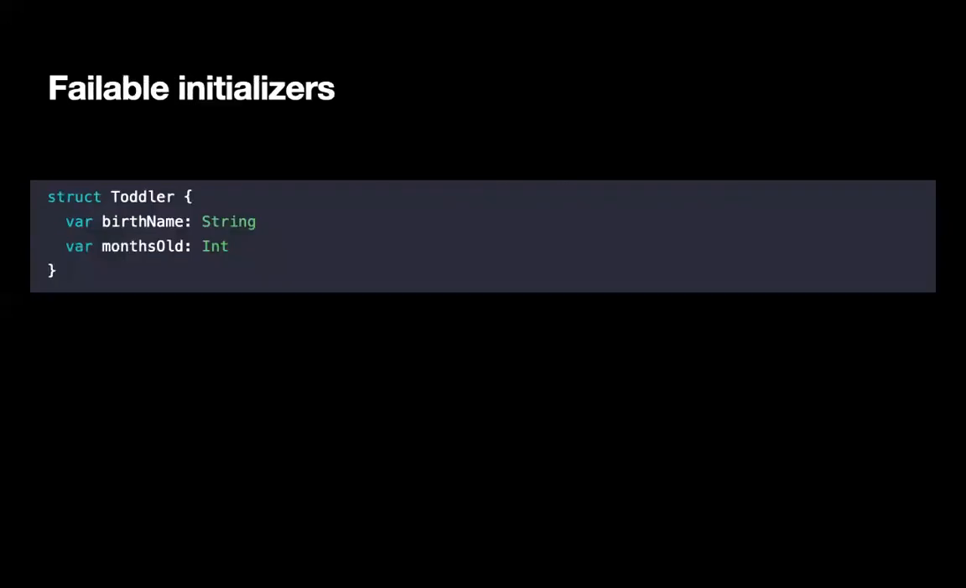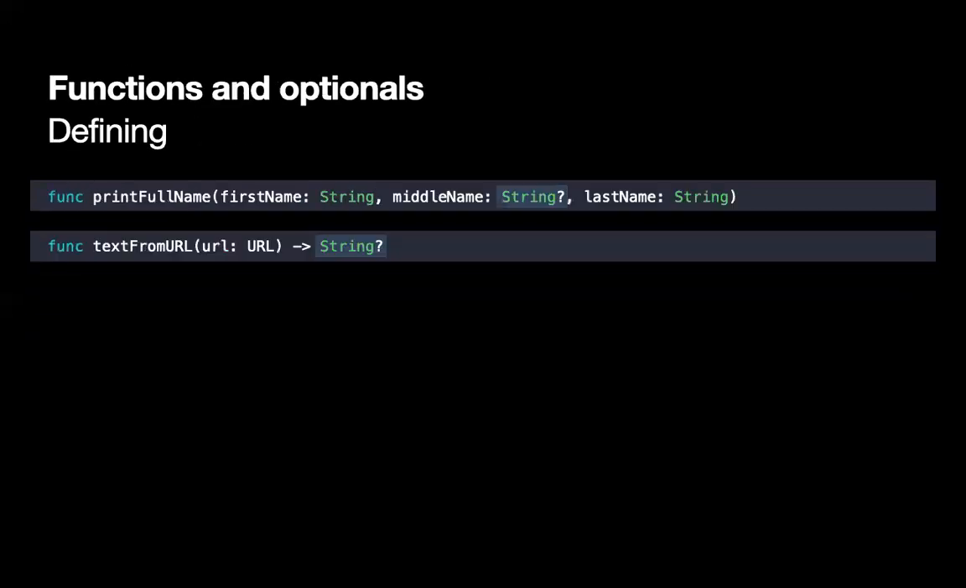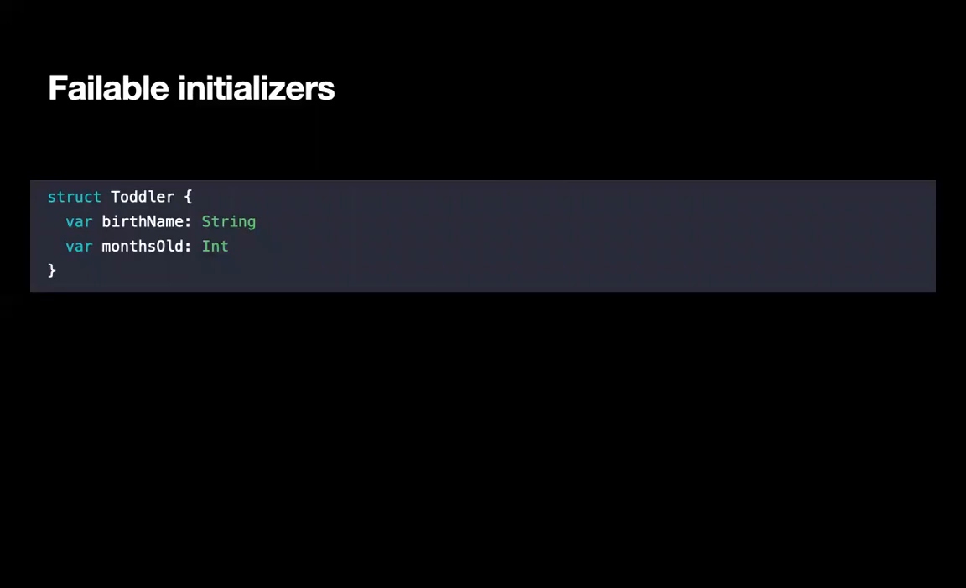Then the next concept is failable initializers. An initializer that might return nil is called a failable initializer. Previously we studied that the Int initializer attempted to create an Int from the string and returned nil if it was unable to convert the string. So for better control and safety, you can create your own failable initializers and define the logic for returning an instance or nil.